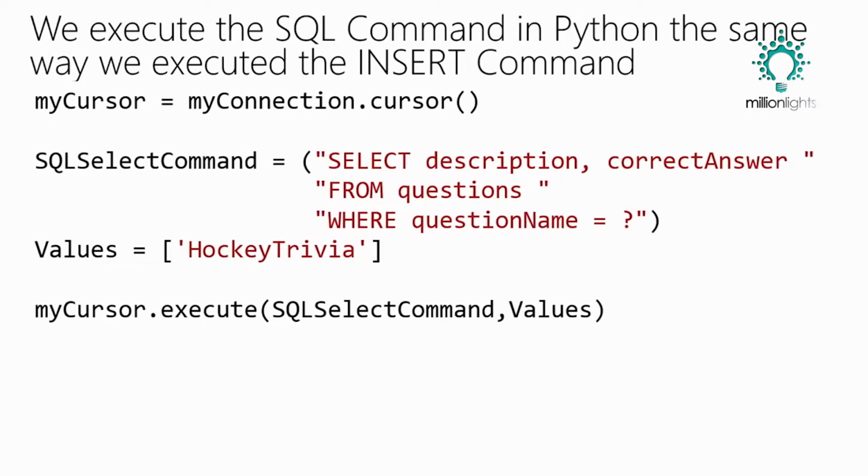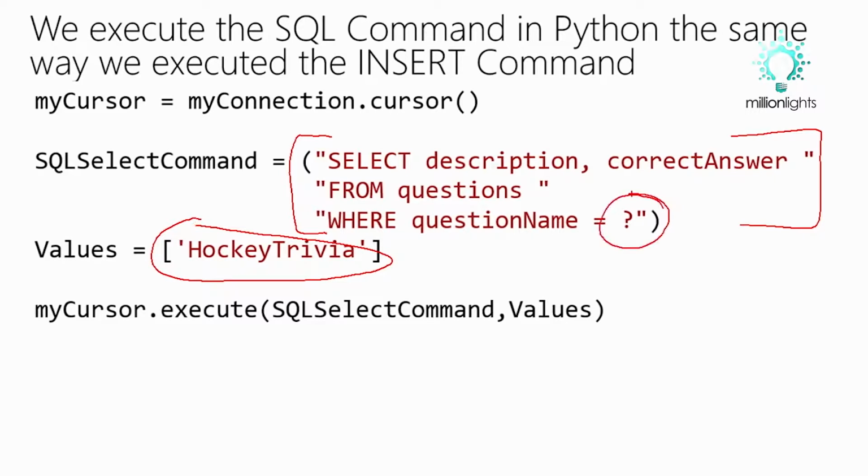The way we execute it in our Python code is exactly the same way we executed the insert command. The only difference is that the command we're executing is a select statement instead of an insert statement. We still pass in a parameter, except this time it indicates which record we want back. And then we call the execute method, passing in the command and the values for the parameters. Exactly the same thing we did for the insert statement. So this hopefully is starting to look a little familiar.